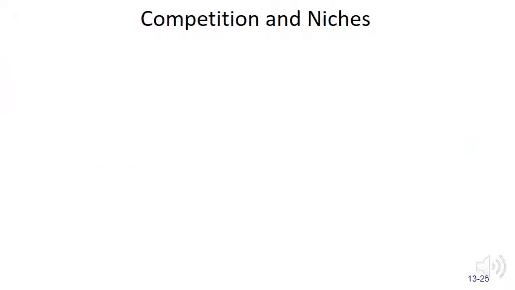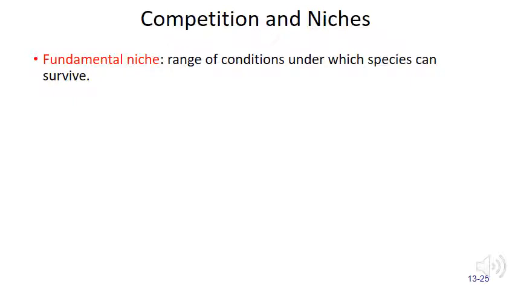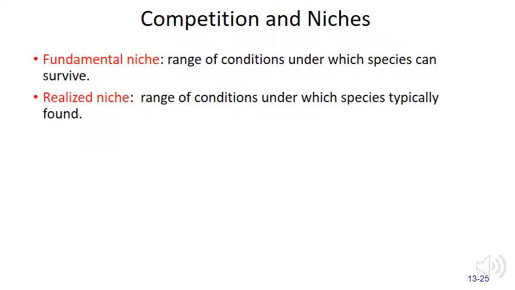So one thing that allows for the coexistence of many species across a landscape is species shifting their niches in response to competition. So a niche is essentially the set of conditions under which a species can survive. And it can be described as fundamental niche. So this is the range of conditions under which a species can survive. And it can also be described as realized niche. So this is the range of conditions under which species are typically found. So usually, in many cases, the fundamental niche will be much broader than the realized niche. And that narrowing of the niche is a result of competition.